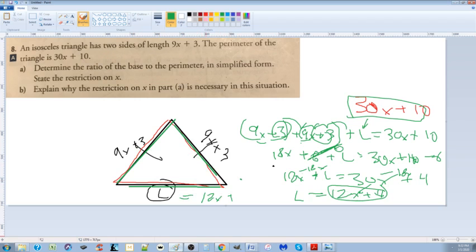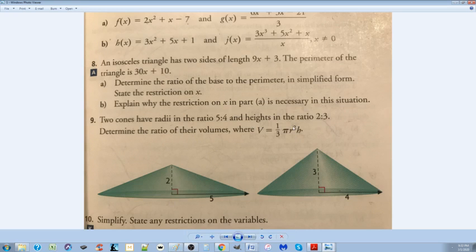Not too hard. Neither was that cone one. If you wanted to work with the formulas, you could go ahead and figure it out. So there's that one.